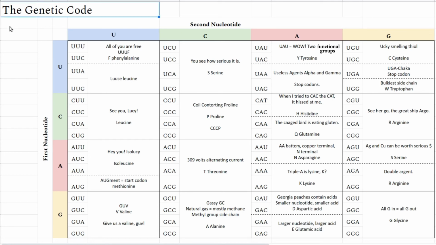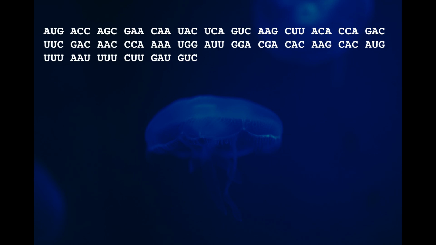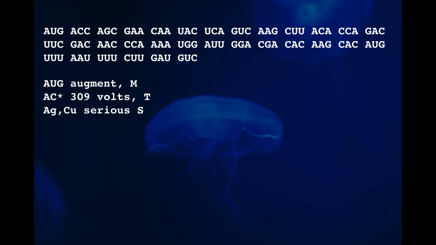Now we have all the mnemonics required to remember the entire genetic code. Let's try translating part of an RNA sequence into the beginning of its protein. This sequence is from a jellyfish protein that glows in the dark. First we have AUG like augment, start codon, methionine. Then we find AC, 309 volts, so threonine. AG and the C of CU, serious money, so serine. Georgia peaches with a larger nucleotide, so glutamic acid. Caged bird, glutamine.